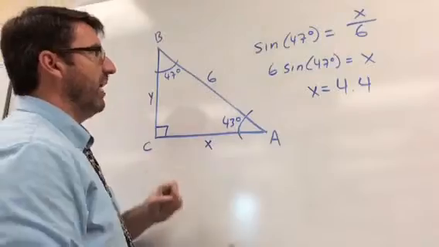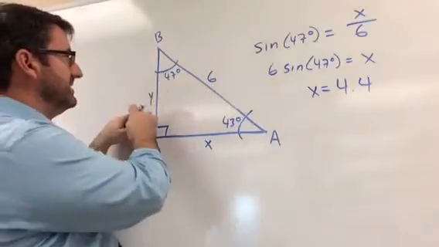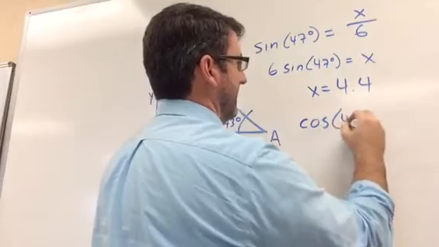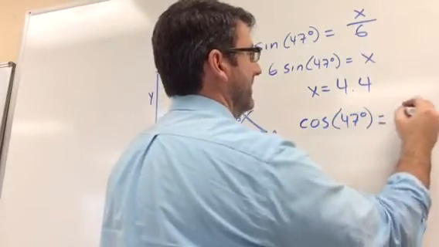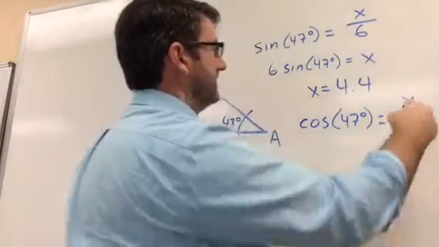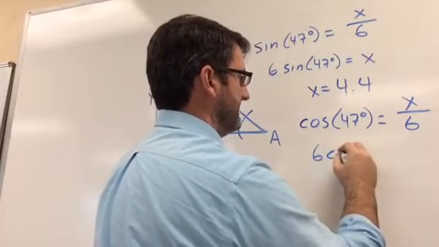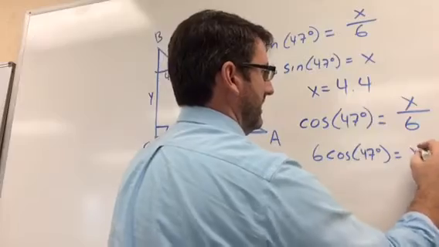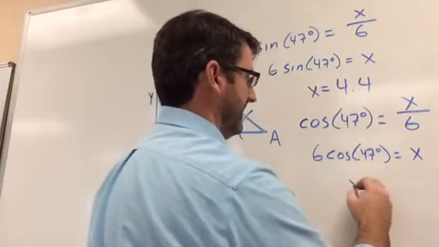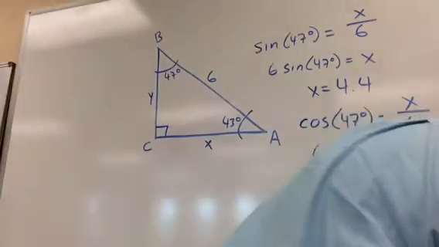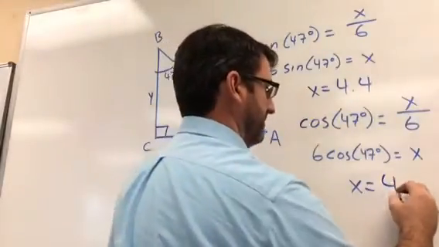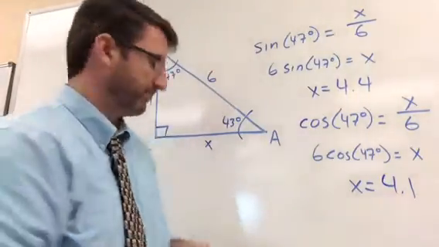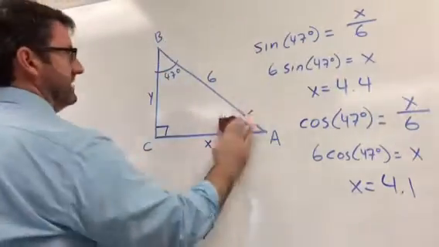All right, now to find y, this is the adjacent side over the hypotenuse, so that's the cosine of 47 degrees is equal to y over 6. Do the same thing, we'll multiply both sides by 6. And then plug that into the calculator, and we get that y is 4.1. All right. So that's number one.